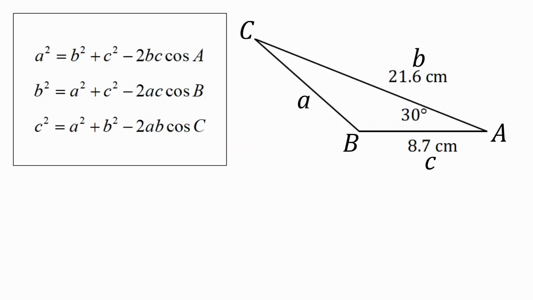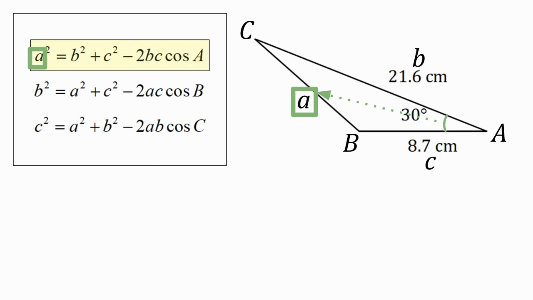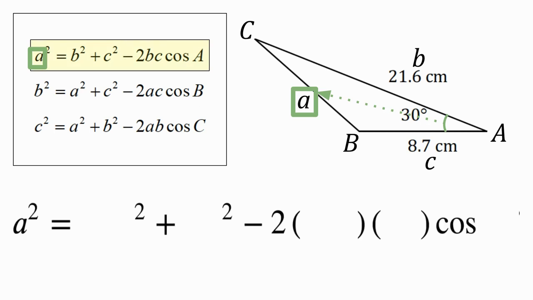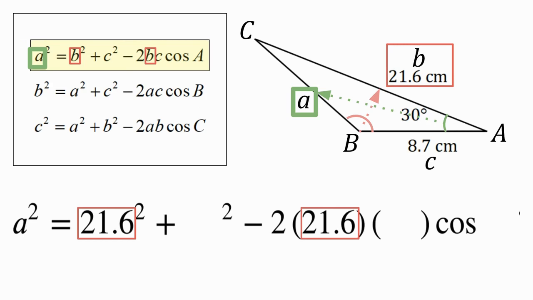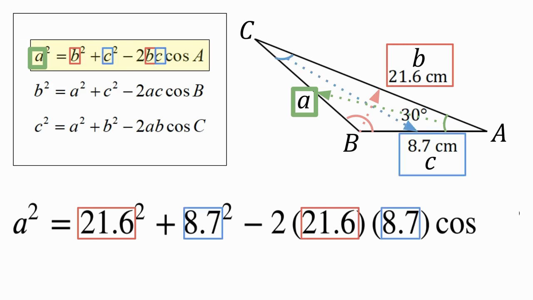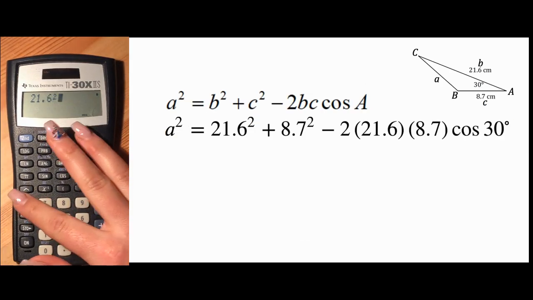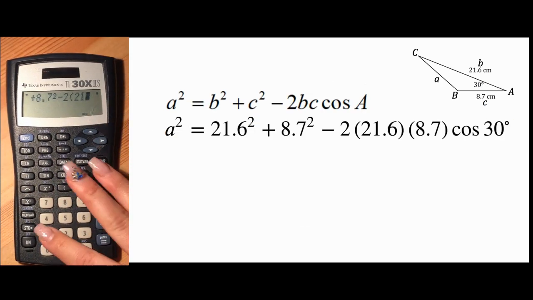If we decide to label our triangle ABC, then the unknown side we're looking for is side A. Therefore, we'll choose the formula for solving for side A. To substitute into this formula, side B equals 21.6 centimeters, side C equals 8.7 centimeters, and angle A equals 30 degrees. Let's type this into our calculator, making sure to use brackets properly.